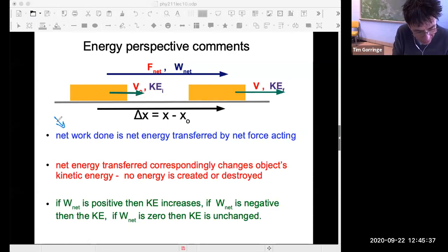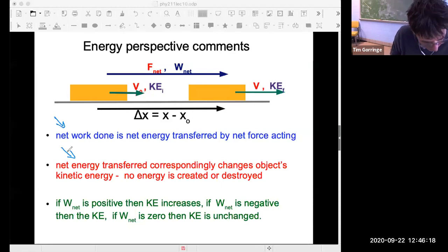The second point here is that net work that's done, or that net energy that's transferred, goes into changing, increasing, decreasing the kinetic energy of the object. So when you transfer energy, you're not going to destroy any of that energy. You're not going to create any new energy. You just transfer it to that object. And so net work is transfer of energy. It's not loss or creation of energy. It's just the transfer of energy. So that's the second point.